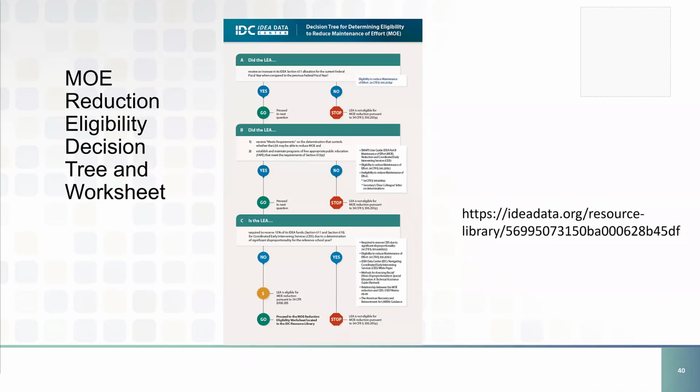So, to be eligible for the MOE adjustment, the LEA must meet several conditions. Details on the eligibility for an adjustment and how to calculate the amount available are contained on the website of the IDEA Data Center's MOE Reduction Eligibility Decision Tree and Worksheet. A link to that tool is shown here, and as well, it is on the e-grant application. It's also included in the MOE calculator instructions and is required as an upload if the LEA uses this adjustment as part of your application.